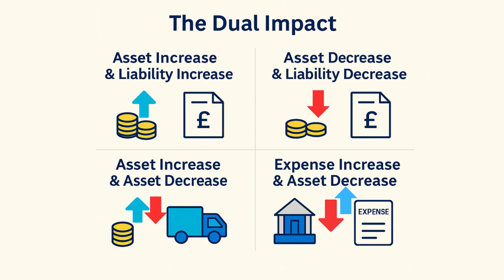Every time a business does something, buys, sells, pays, borrows, or earns, it affects two parts of its accounts. That's called the dual impact or duality principle. It's the rule that keeps our books balanced and is the heart of double-entry bookkeeping.